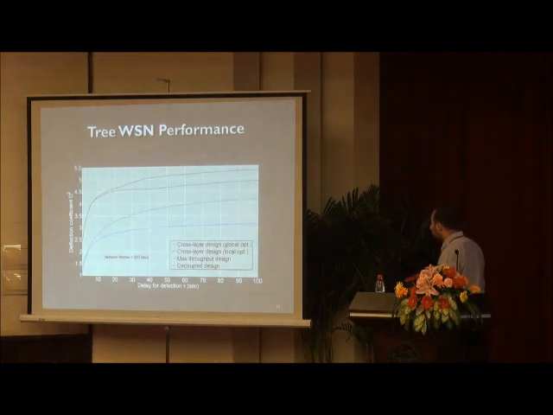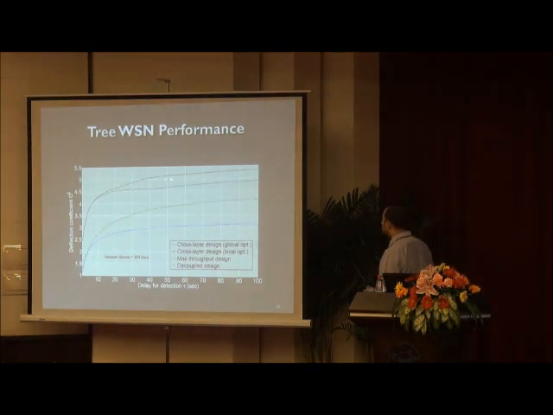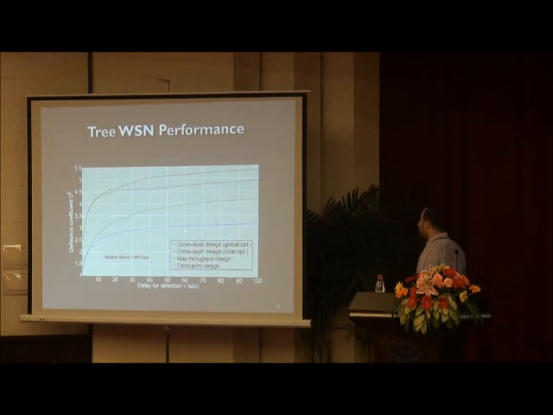So this is the result here. This curve shows the detection coefficient, our performance measure, against the delay for detection, the detection cycle length. This one shows the solution of the global optimization problem. This one shows the local solution that we proposed. And this one is the max throughput design, and this is the decoupled design. Clearly, our approach outperforms these two classical approaches. However, this is the loss in performance due to the local optimization algorithm.